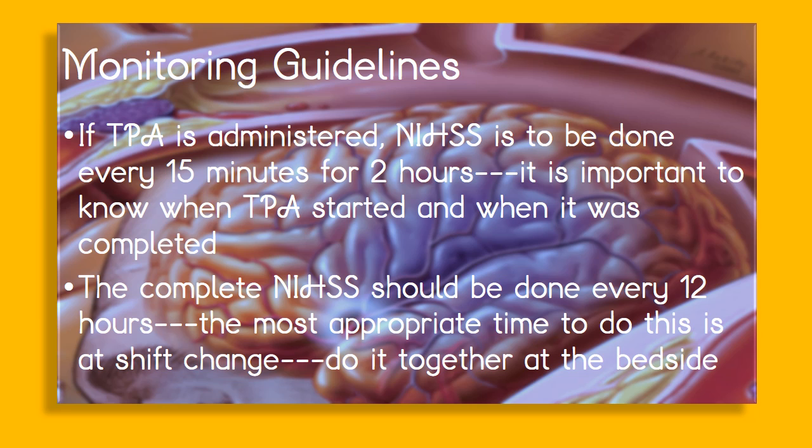If you have a patient who has had TPA, the NIHSS stroke scale should be done every 15 minutes for the first 2 hours. When getting a report from the emergency room, we need to make sure that we know when the TPA was started and when it was finished. The complete stroke scale should be done every 12 hours. The most appropriate time to do this is at shift change with 2 nurses at the bedside.